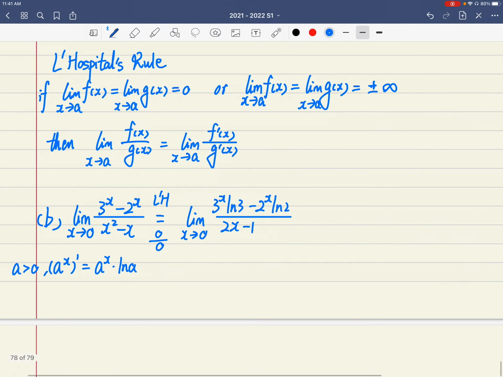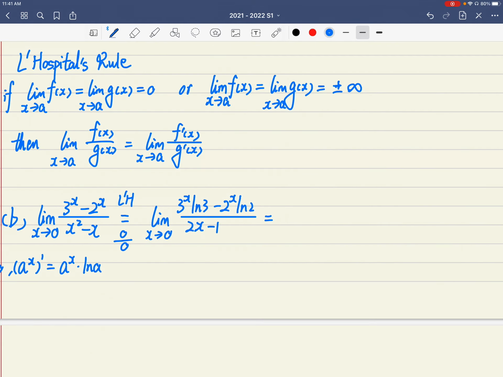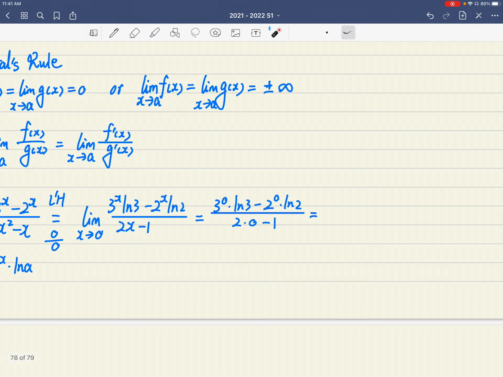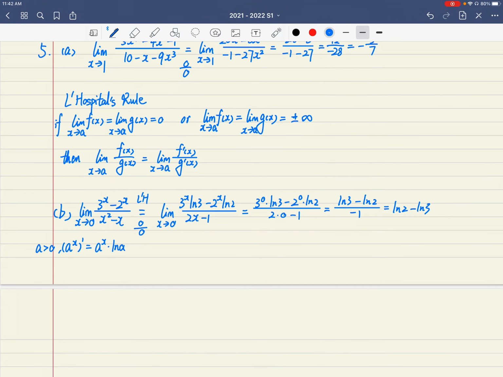Then you can do the substitution, because now when x is 0, it's 3 to the power of 0 times ln 3 minus 2 to the power of 0 times ln 2, over 2 times 0 minus 1. So this part is ln 3 minus ln 2 over negative 1. So it's ln 2 minus ln 3.